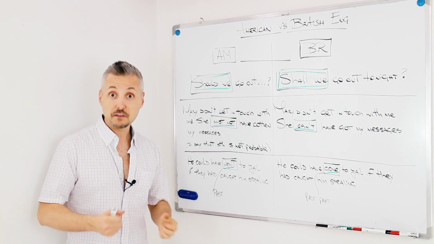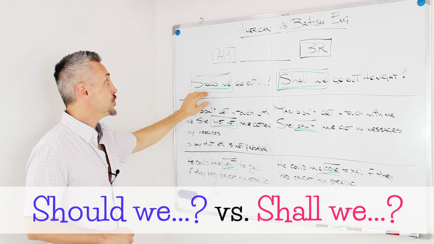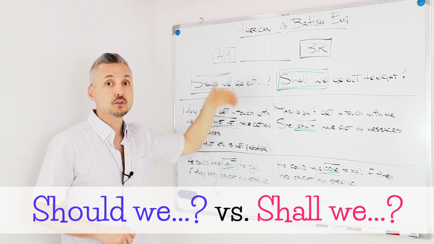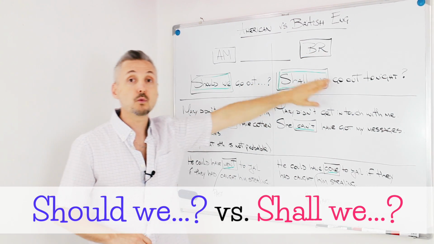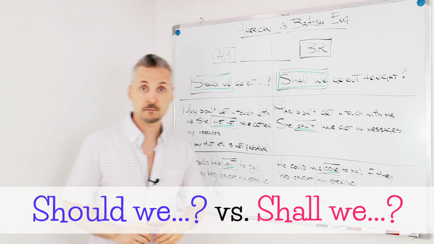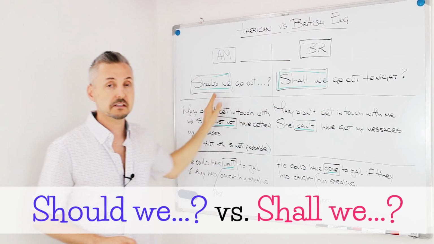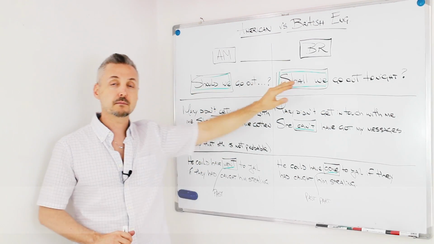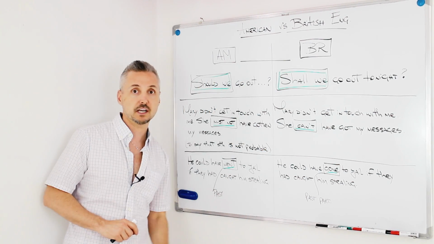Okay, so we're back with the differences. In American English, we would say, should we go out tonight? In British English instead, shall we go out tonight? Okay, so should we and shall we? Okay, this is a difference in the language, in American English and in British English.